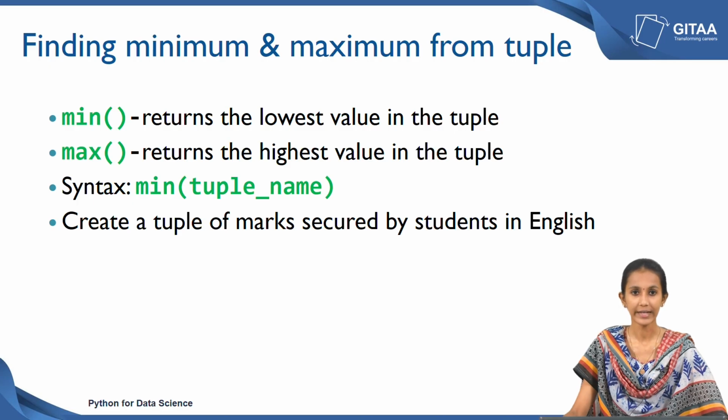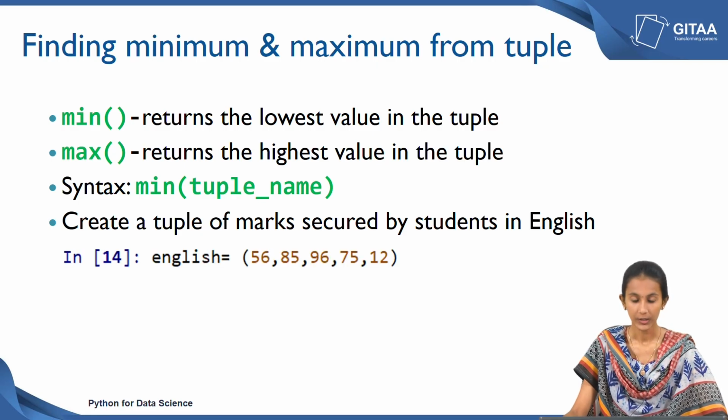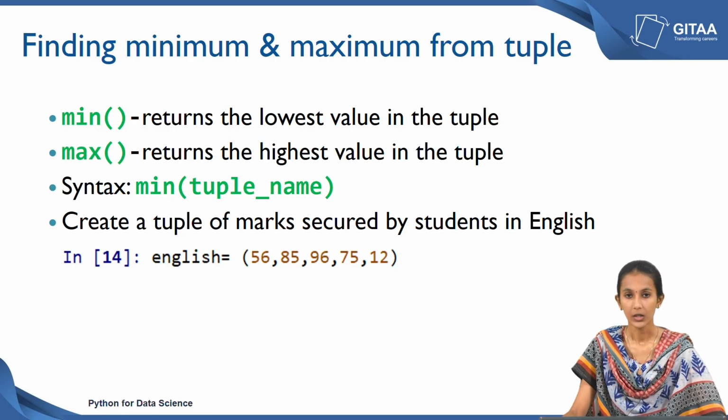Now I will create a tuple of marks secured by the students in English subject. I am creating a tuple called English, which has a set of values 56, 85, 96, 75 and 12. While creating a tuple, the elements should be separated by commas. I wanted to calculate the minimum value for these marks secured by the students in English.